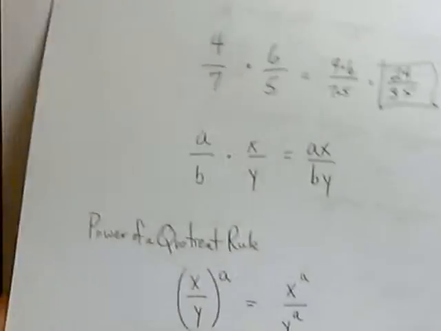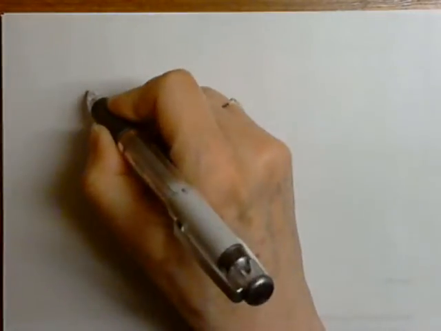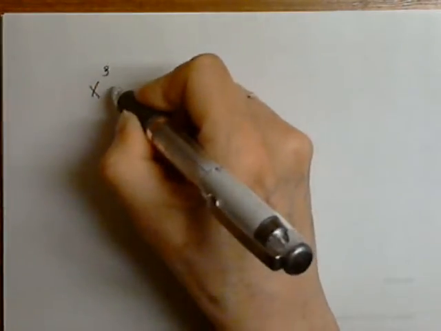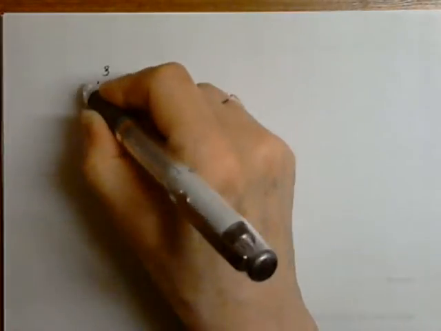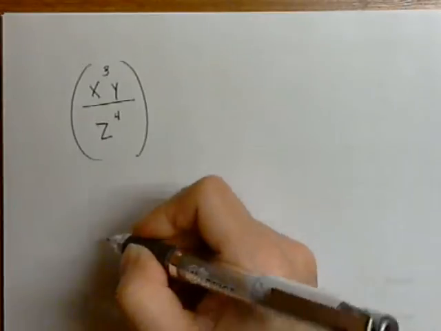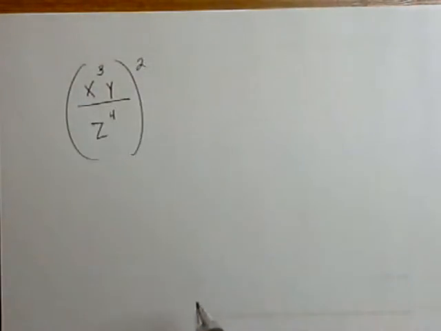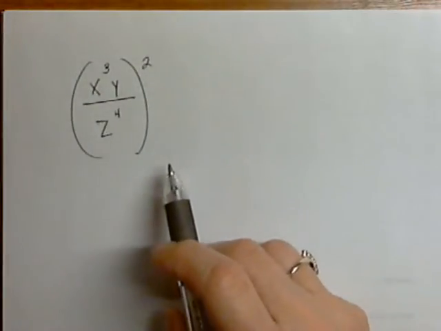Now, those that we've looked at thus far have been fairly easy. I want to look at another one that is a little more complicated. There's more involved in it. Let me see if I can find the top of my paper. There it is. Here we have x cubed y divided by z to the 4th, all raised to the 2nd power, or we could say squared.